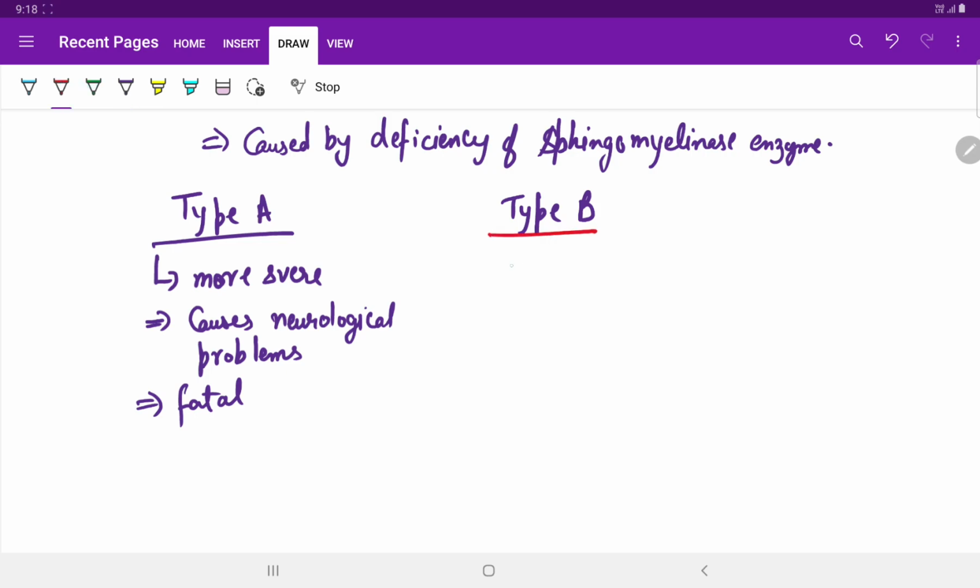Whereas type B leads to development of fatty growths in the skin. It also leads to a very dark colored pigmentation. And also leads to enlargement of liver, spleen and lymph nodes.